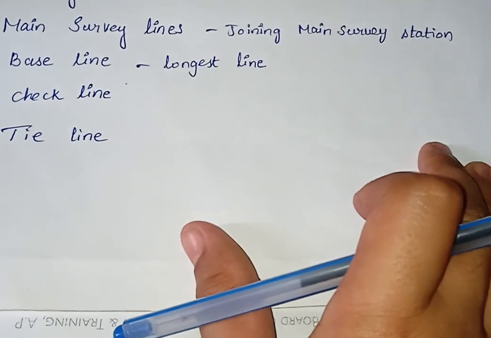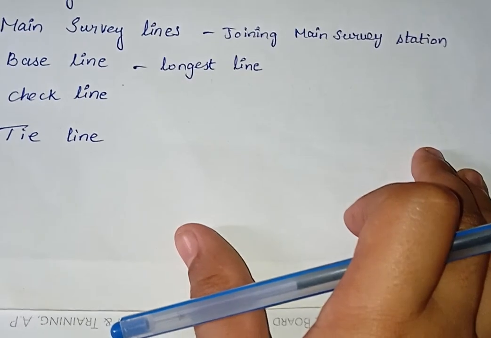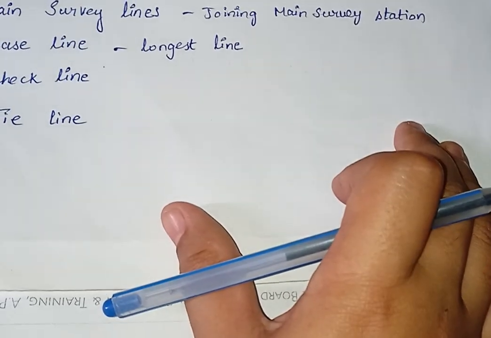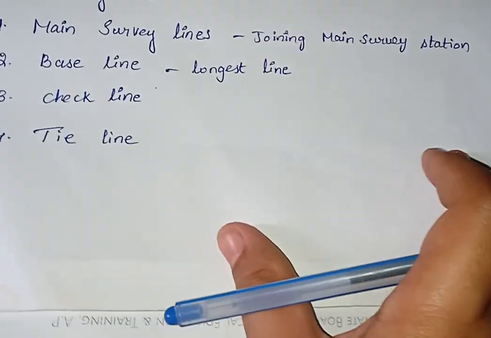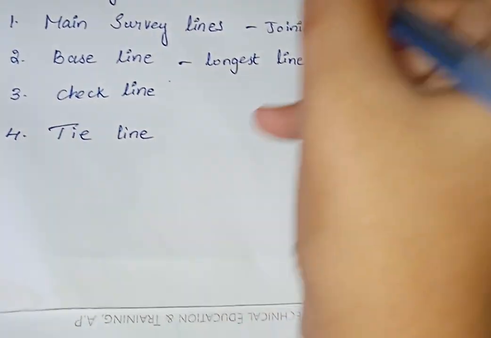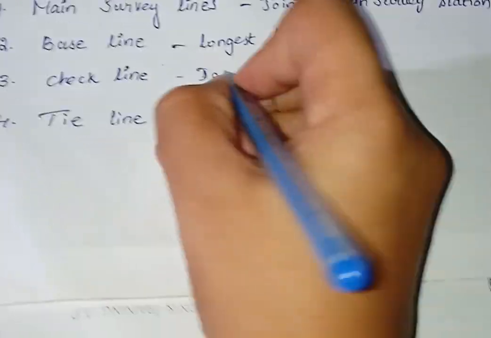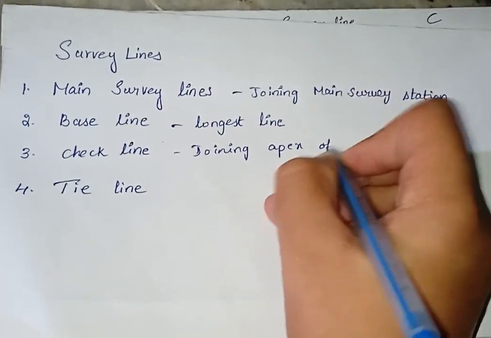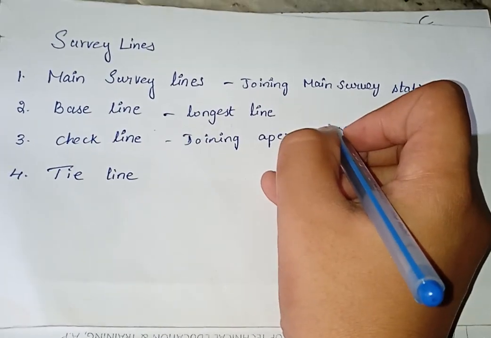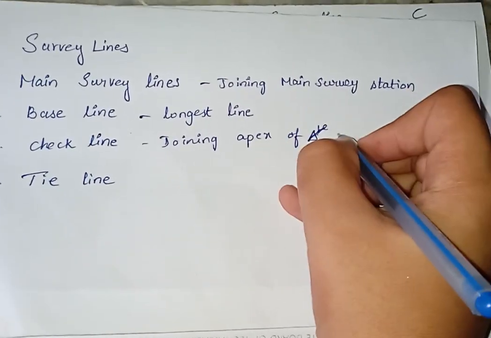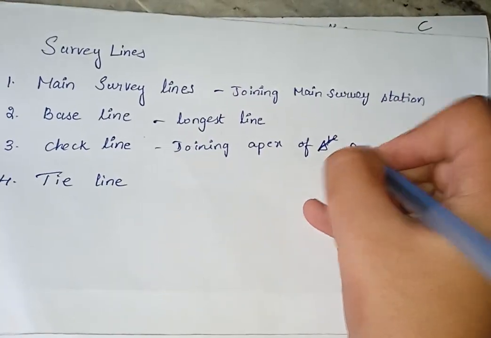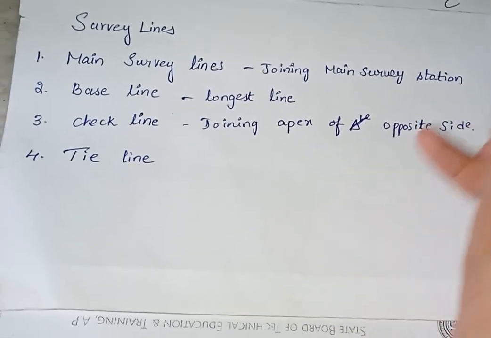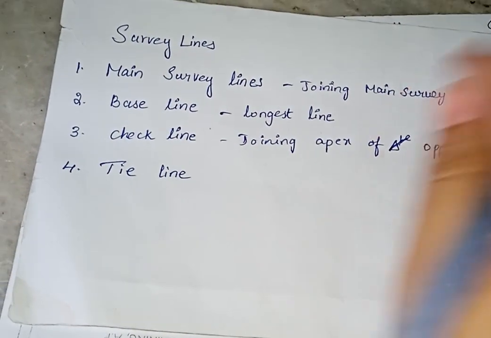Next, what is the third one? Third one is check line. What is check line? A check line may be laid by joining the apex of a triangle to any point on the opposite side, or by joining any 2 points on two sides of the triangle. How is the check line obtained? By joining the apex to the opposite side, we are getting the check line.